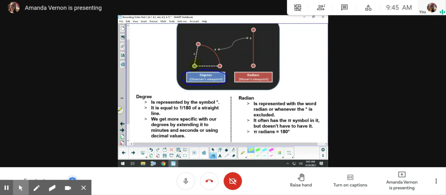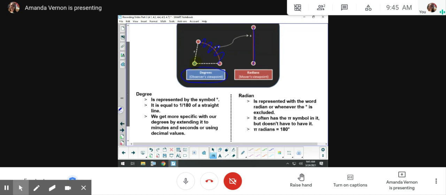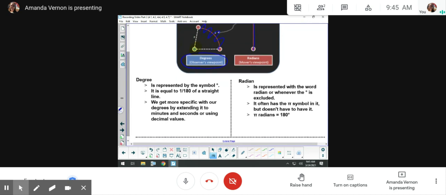Now, when you're talking about radian measurements, they are going to be the mover's viewpoint. So it's like taking this outside part, putting it in a straight line and saying, this is that measurement. Okay? So let's take a look at some relationships between them.